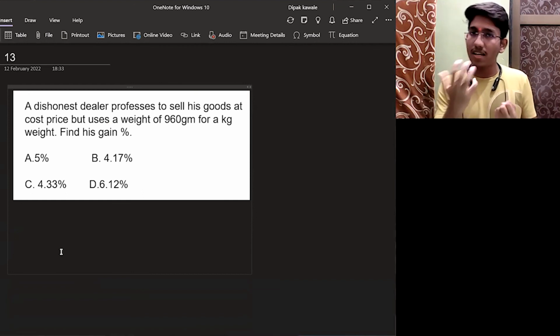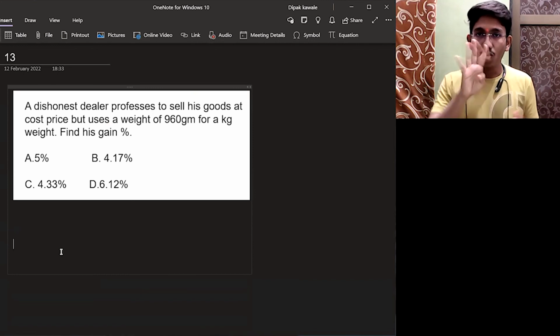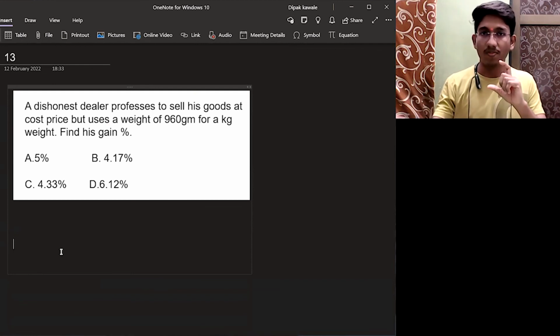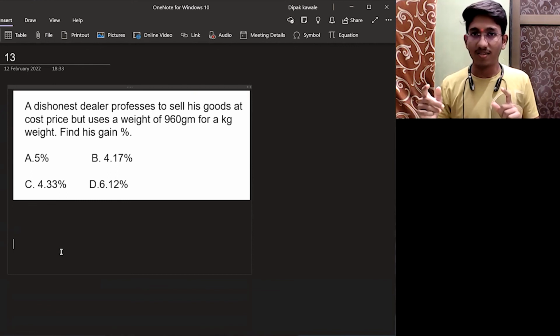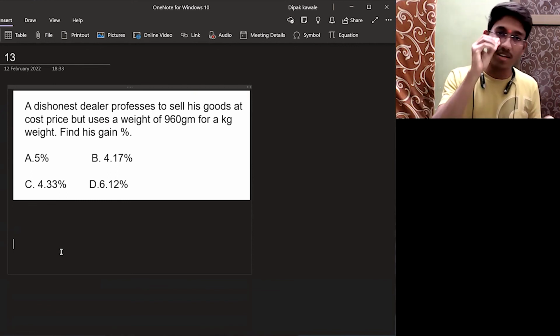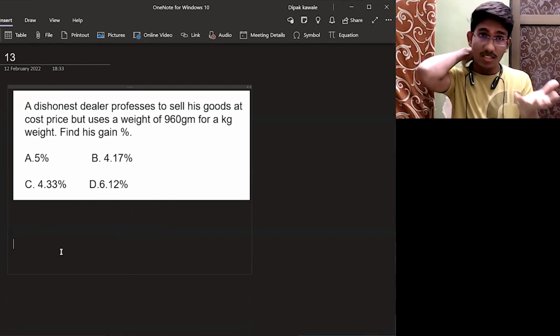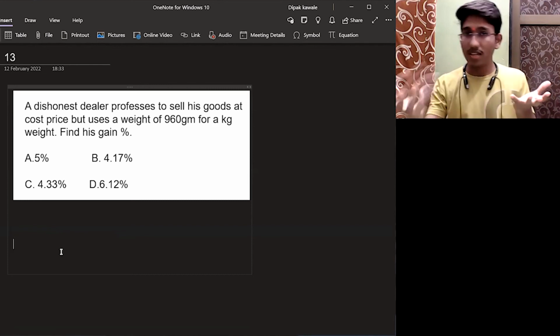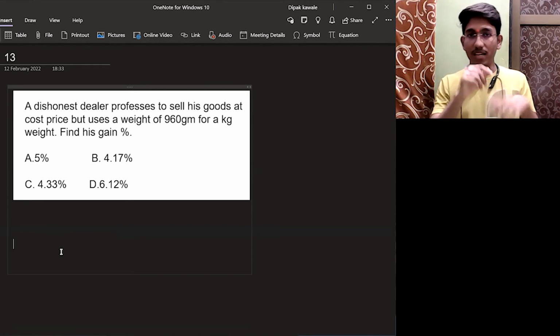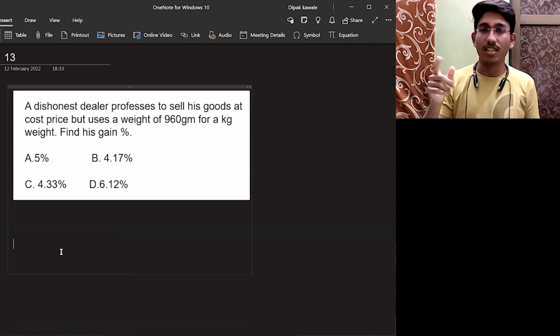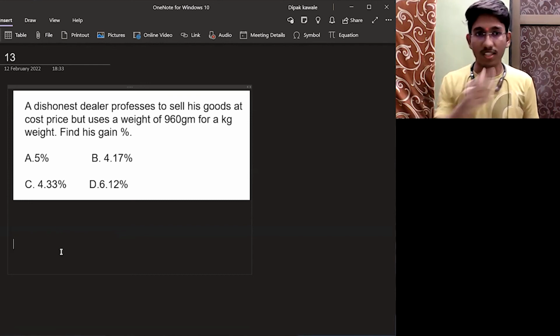How many grams am I keeping with myself? 40 grams. Okay, so 40 gram over how many, am I selling 960? Then only I'm keeping my 40 gram, na? That means 40 by 960. Okay, so instead of remembering that formula, what we can do, see what is the comparison value. In this, there is 1000 gram, and how much are we selling? This is 960. So 40, that means how much we are keeping with ourselves, which is 40 by 960, which is nothing but my 4.17. So this is my answer.